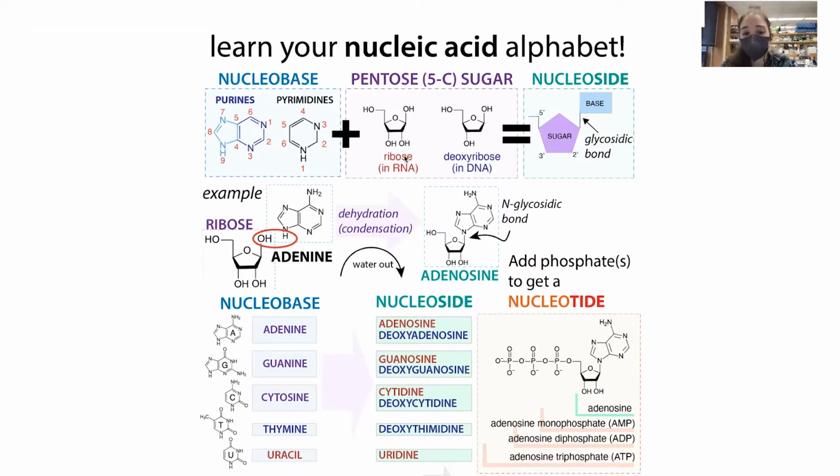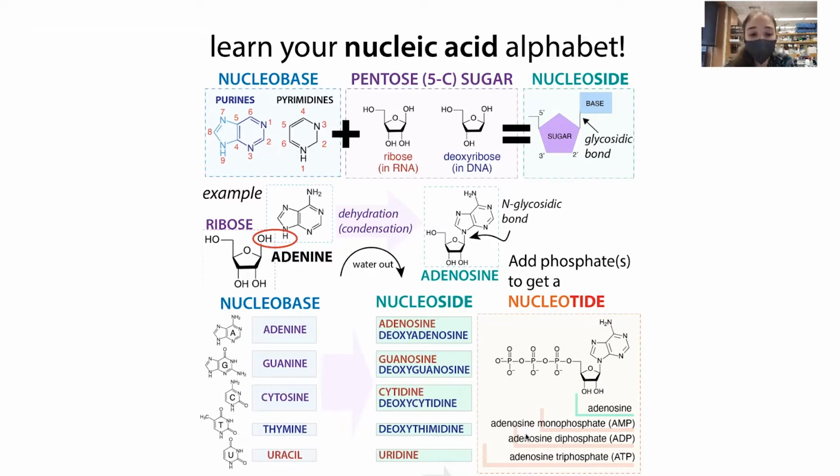Then if you add the phosphates, you get a nucleotide. So phosphate, nucleotide. That's how I remember: the T goes with nucleotide for the phosphate, and nucleoside when you add the sugar.